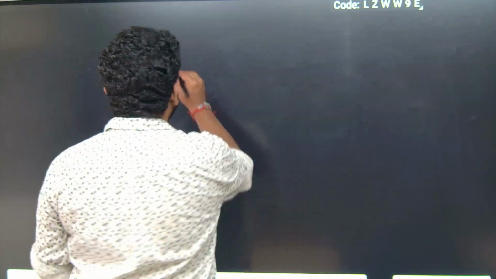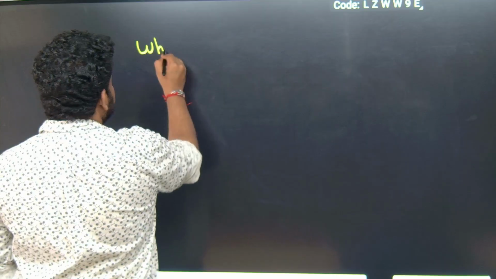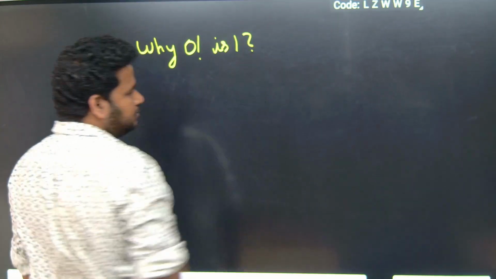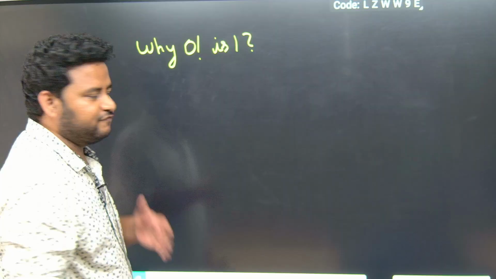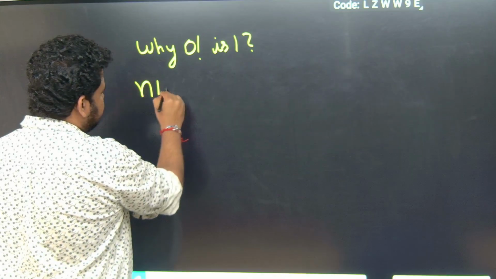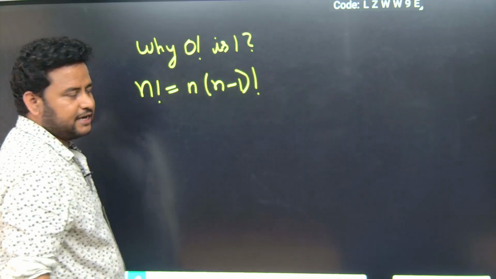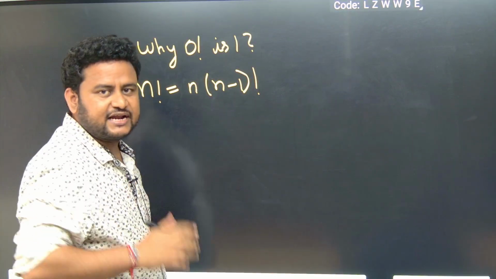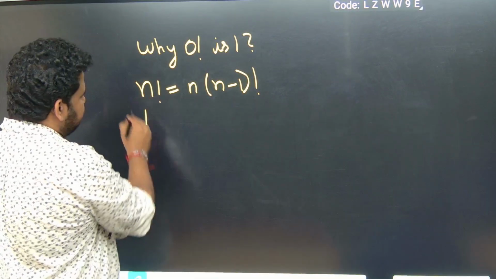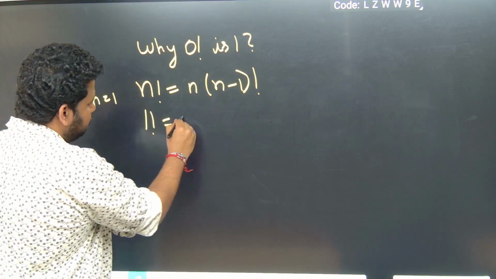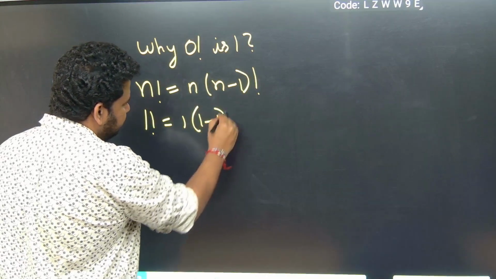Now see here, why 0 factorial is 1. By the properties of factorial, we know that n factorial can be written as n into n minus 1 factorial, correct? Suppose I write 1 factorial. In place of n, suppose I put n is equal to 1, this will become 1 factorial is equal to 1 into 1 minus 1 factorial, correct?